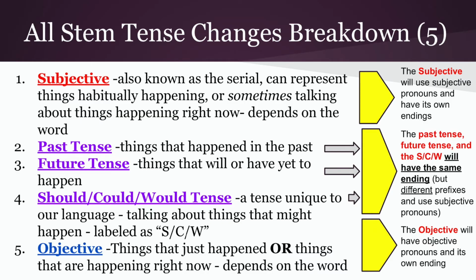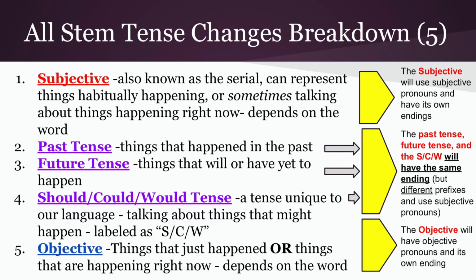All right. So, I said we're learning five sets of changes today. Okay. You'll see color coding on this slide as well. Subjective is its own color. The past, future, should, could, or would are the same color. And the objective is its own color. That's going to be really important because when we learn these verb conjugations, there are going to be specific endings associated with each of those sets. So the subjective will have its own ending. The past, future, and the should, could, or would tense will have its own ending. And the objective will have its own ending.